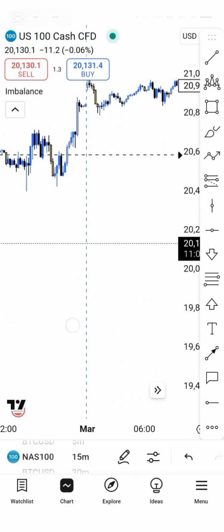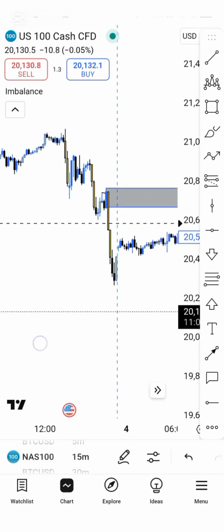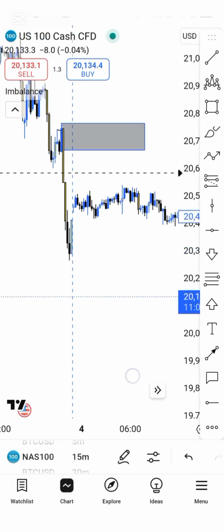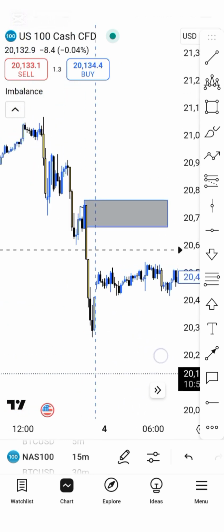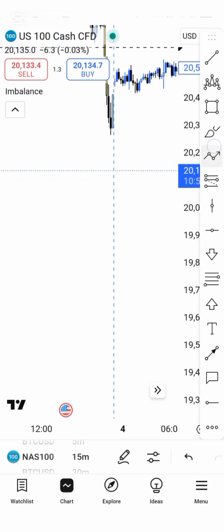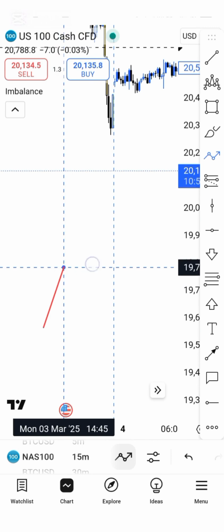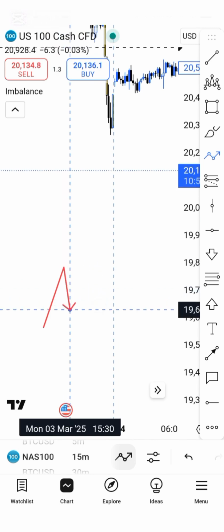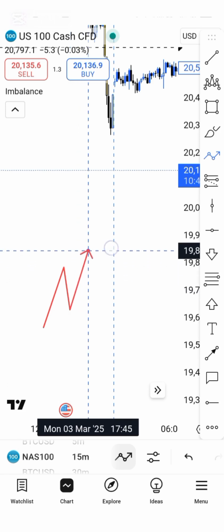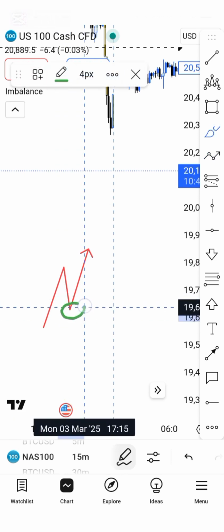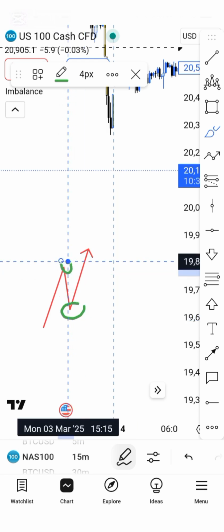So where is the liquidity? Liquidity is the turning points here. This is a liquidity. This is a liquidity. So have that at the back of your mind. Liquidity is the turning point, where the price turns, where there is a reaction on the price. Those are the liquidity areas. You understand? So now, how is that applicable to our order block?